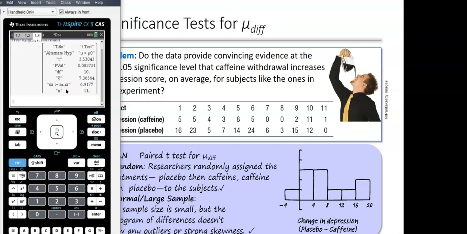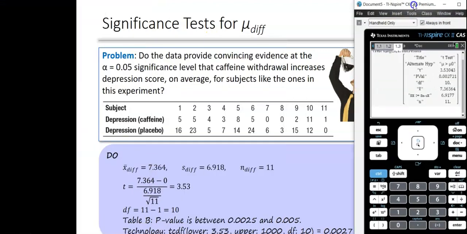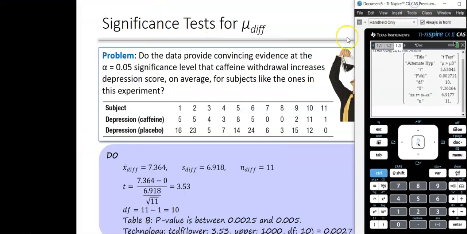So it should give us all the data. Let's just see if that matches here with doing it by hand. If you do this by hand, you plug in all the numbers. So 7.364, that we got from the x-bar there, the calculator, divided by a fraction. Standard deviation was 6.9177, divided by the square root of 11, which is square root of n, equals 3.53, which is our t-value.